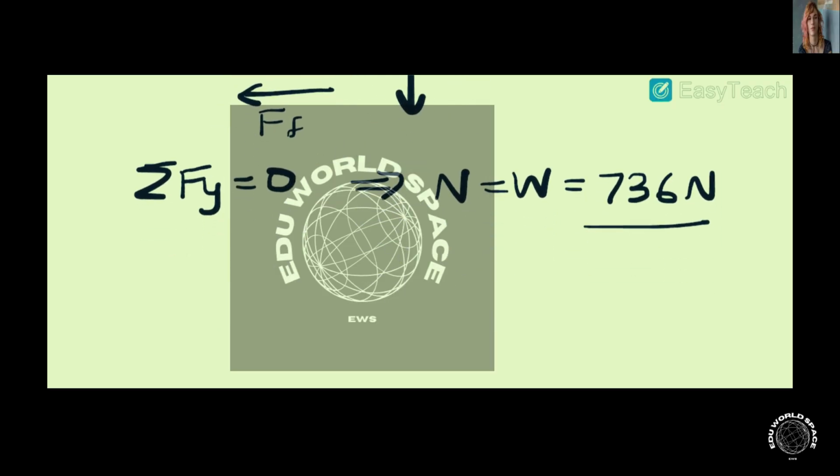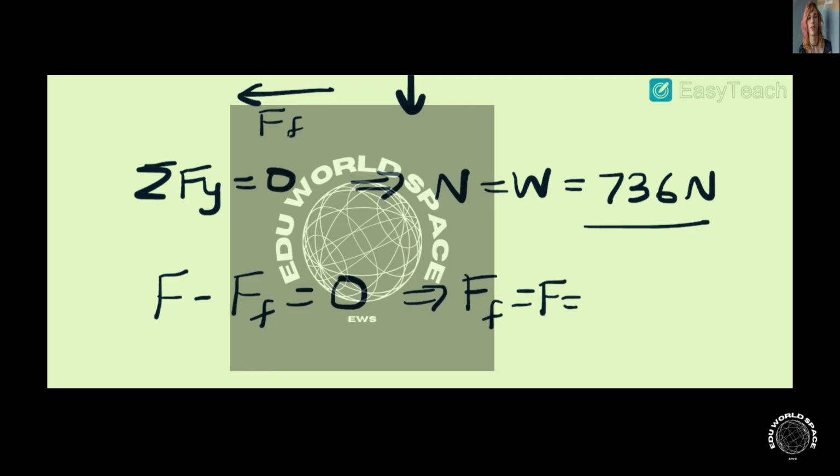Next, we can do the net force balance in the x direction and say that F minus FF is also equal to 0. We can solve for FF and say that FF is equal to F, which we know to be equal to 441.45 newtons.